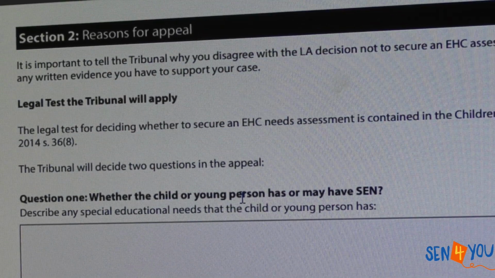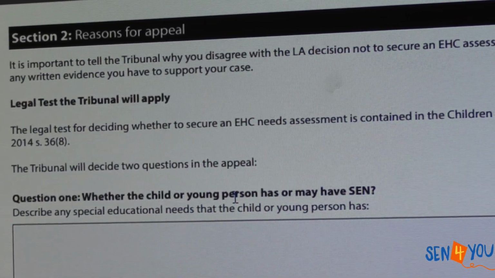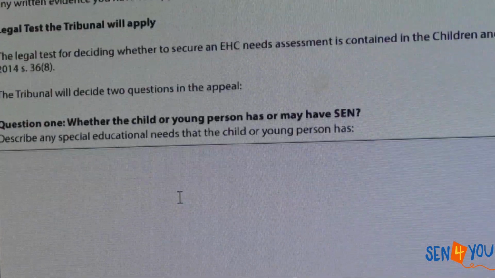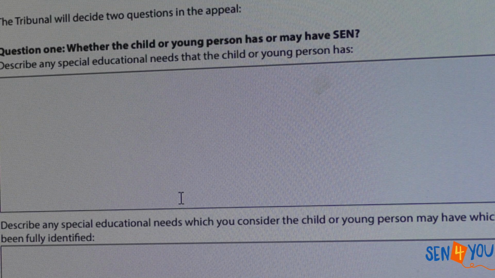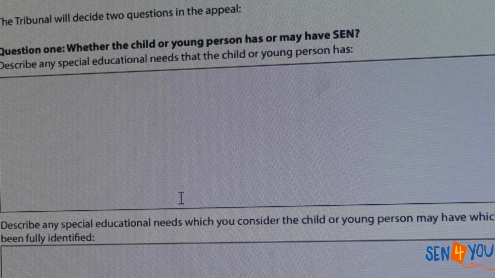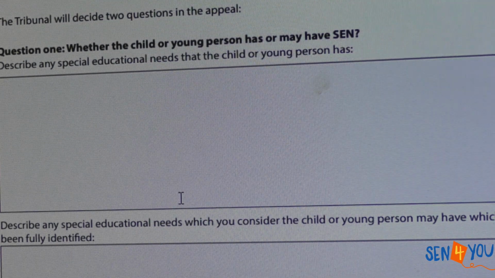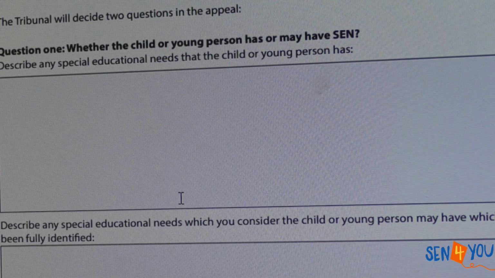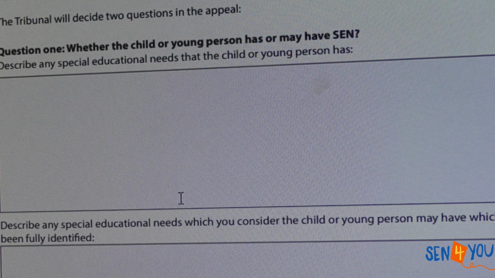So the legal test for an EHC needs assessment is set out at the very beginning of the form. You can see it here. And in the box below, question 1 that they ask you, whether the child or young person has or may have SEN. So what you would write in this box here, if your child's been diagnosed with particular difficulties, this is where you'd identify that diagnosis. If they haven't been diagnosed, then what we're talking about here are specific concerns in respect of their cognition and learning, their speech, language and communication, their social, emotional, mental health needs, or their sensory and physical needs. This is where you would identify them.